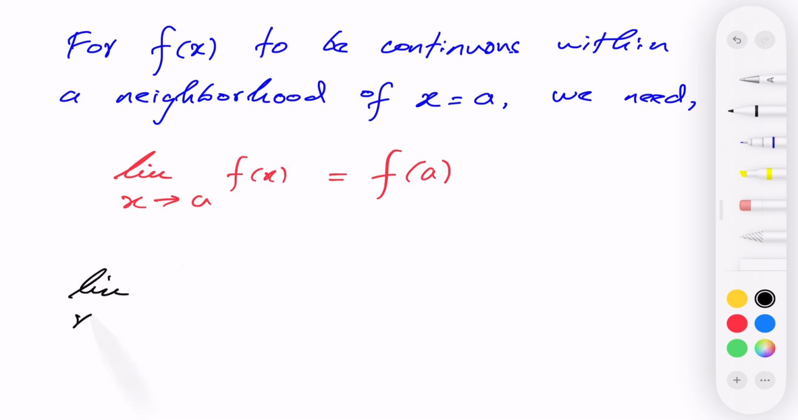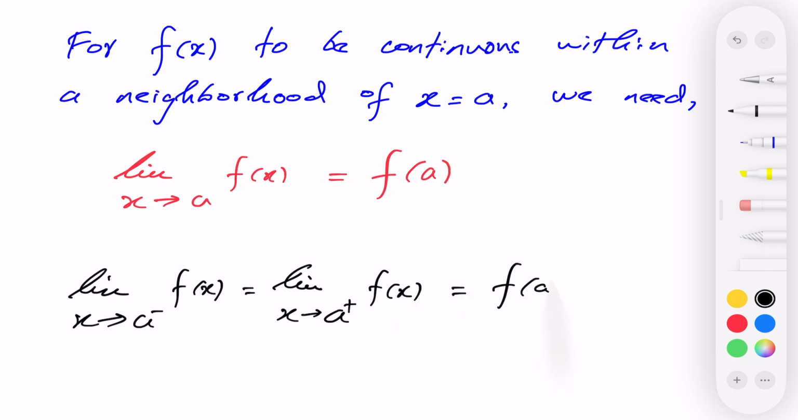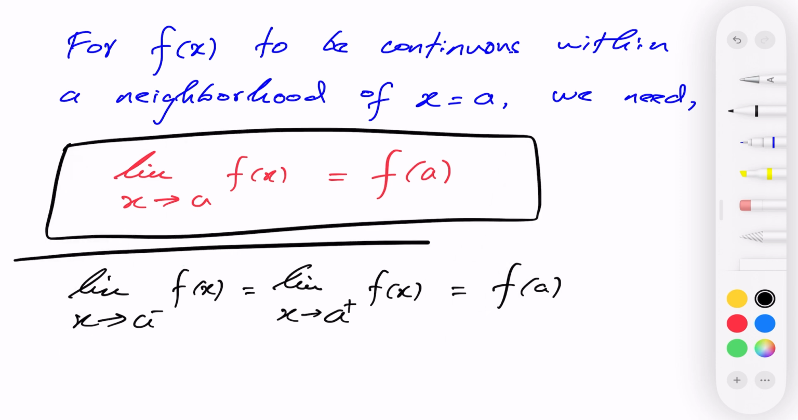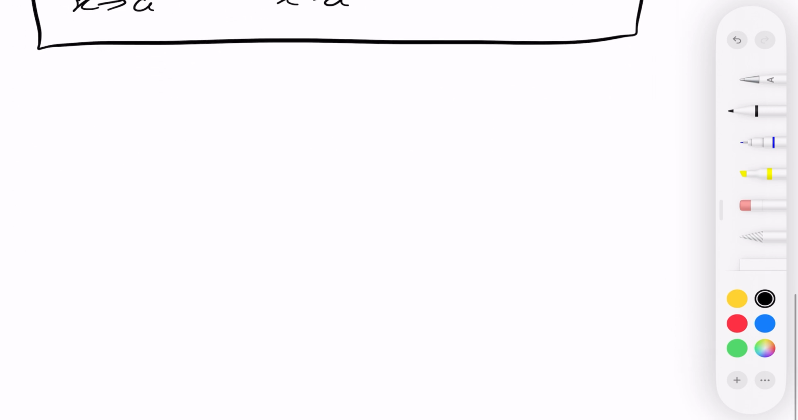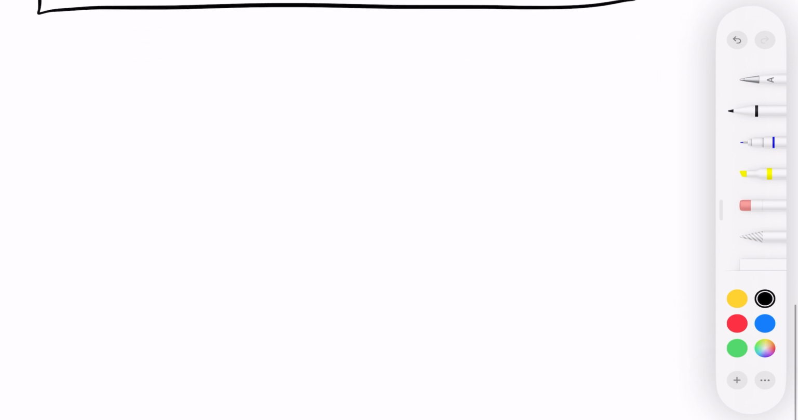The limit as x approaches a from the left-hand side of f of x equals the limit as x approaches a from the right-hand side of f of x, and that should be equal to f of a. So no matter what format is given, basically it is the same idea. Now if those conditions are met, we say that the function f of x is continuous within a neighborhood of x equals a. All right, let's keep those things in mind and do an example for evaluating limits using the numerical methods.